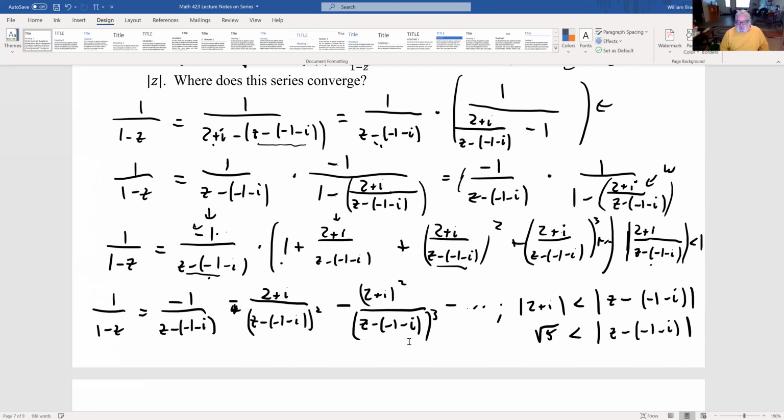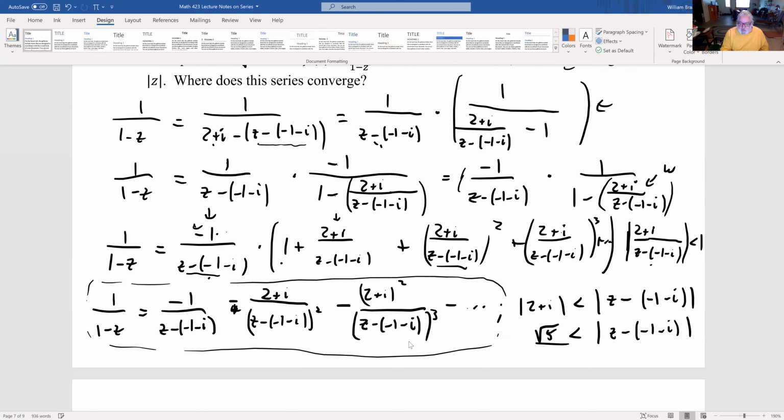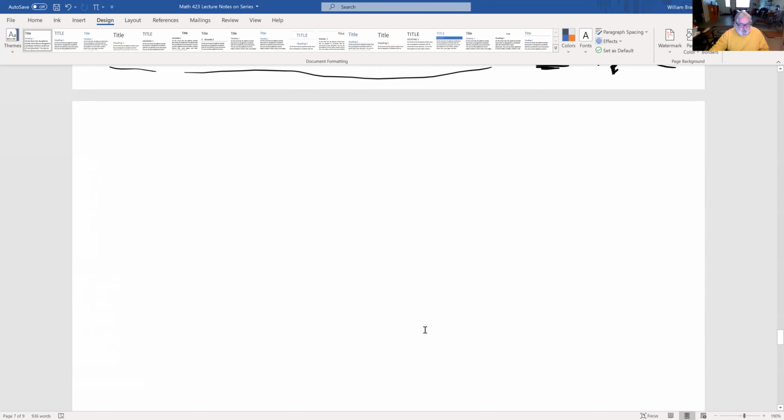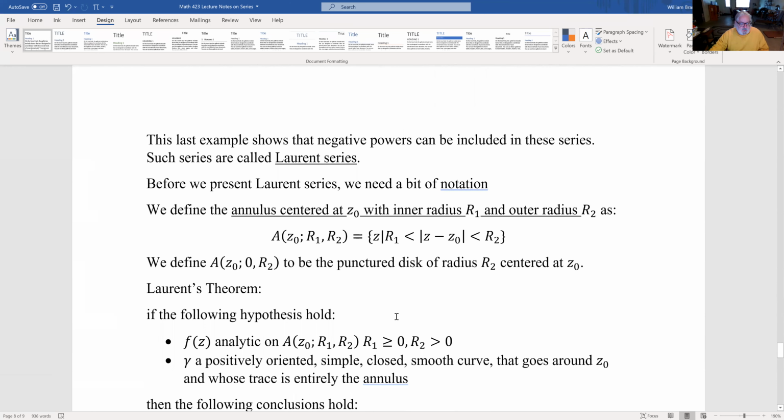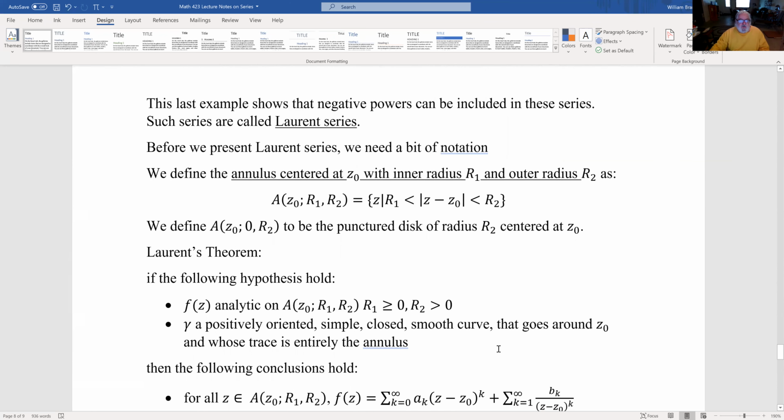So what this is telling me is that this series, whatever this is, converges as long as I pick a z in the plane somewhere that's more than square root of 5 away from -1 minus i, more than that away from my center. And it's not a Taylor series because all my powers are in the denominator, right? This would actually be a negative. You can think of this as being a -2 power, -3 power. Taylor series has positive powers. So that's a little bit weird. But this last example shows us that negative powers can be included in these series.